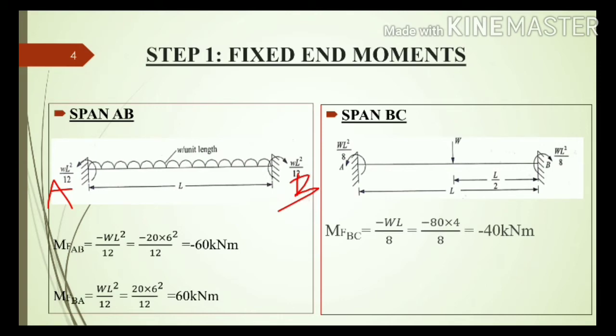So substitute the value of W and L. So we get M of BC equal to minus 40 kilonewton meter. Similarly, consider the direction C to B. So M of CB is equal to plus WL by 8. So we get M of CB is equal to 40 kilonewton meter. So these are the fixed end moments along the span AB and span BC.